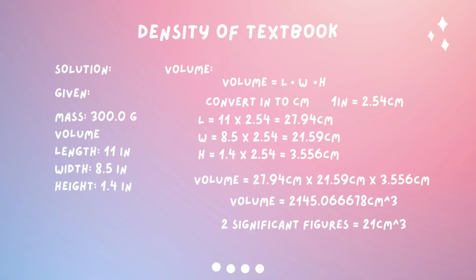As we see, these values are written in inches, so we have to convert them into centimeters, since the final unit of the density is grams per cubic centimeter. 1 inch is equal to 2.54 centimeters. So we have to multiply the values written in inches by 2.54 so we could convert inches to centimeters. After converting, these are the values that we get.